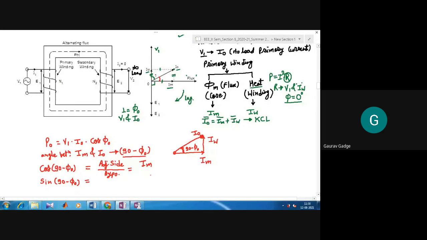Correct? Okay? Okay. So adjacent side upon hypotenuse. Correct or wrong? Fine. So hypotenuse is I naught.